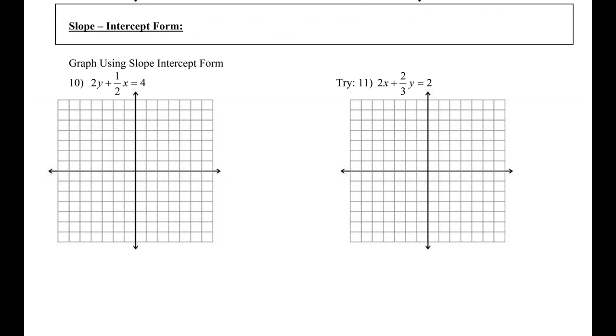The last thing on the notes is slope-intercept form, and that is the equation y is equal to mx plus b, where m is equal to the slope and b is equal to the y-intercept. This is denoted by the ordered pair 0, b. So to graph using slope-intercept form, we first need to solve for y.